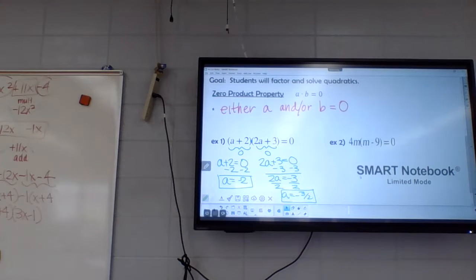Now example 2 is a little bit different. This is one where there's what we call a GCF factor. There's a common factor that was just taken out in the front. That's still considered like a term. So this 4m could equal 0, or the m minus 9 could also equal 0. So we're going to set each of those equal to 0.